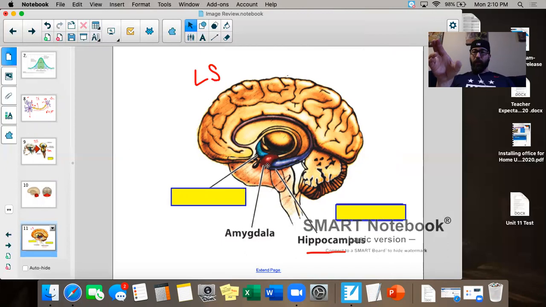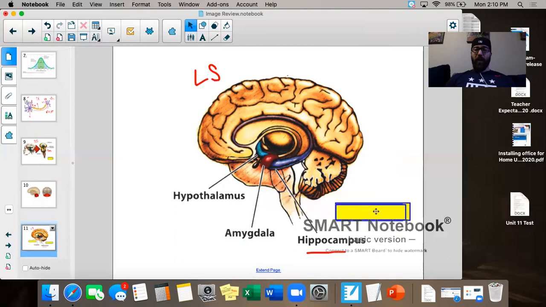Amygdala, and so it would be thumbnail on one side, fingernails on the other, is going to be primarily associated, I want you to think, with memory. And then the hypothalamus, motivation of the 4 or 5 F's, depending on your sex. Fight, flight, food, fornicate.